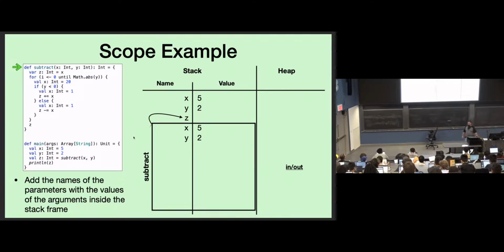Inside the stack frame, we're going to put the variables x and y from the parameter list onto the stack and assign them the values of the arguments, which are x and y with the values 5 and 2. So we get another x and y with the values 5 and 2.